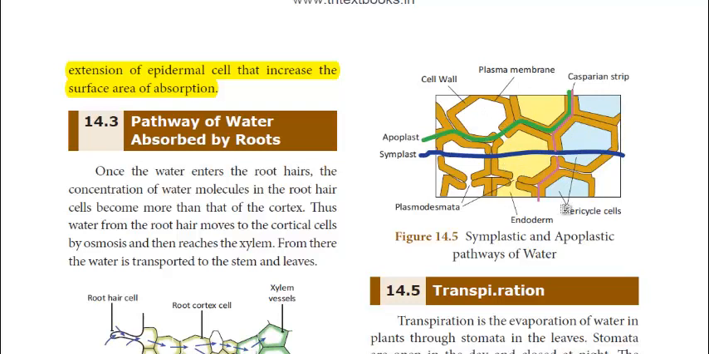We know this is the plant cell. They have a cell wall also, and in between the cells we have a small channel.